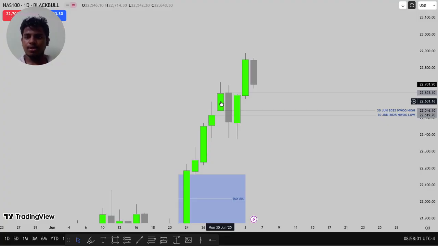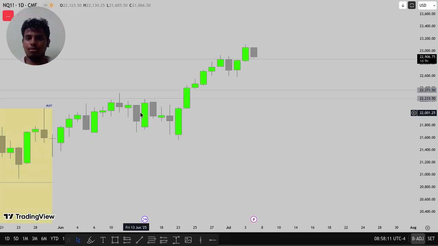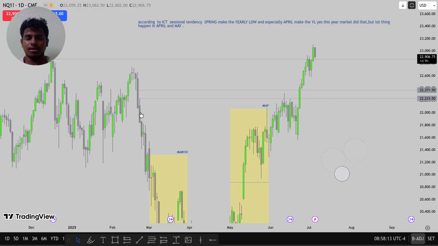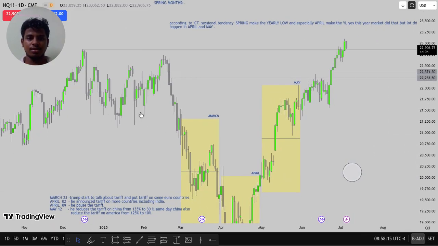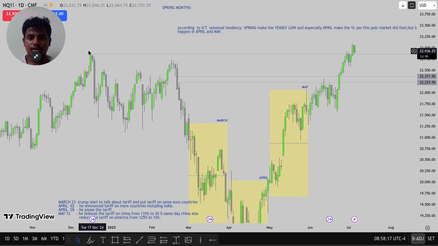This one is the Black Bull chart for forex traders, and I'm going to show the CME chart. You can see this is the all-time high, and this candle, Monday 30 June, cleared the all-time high.